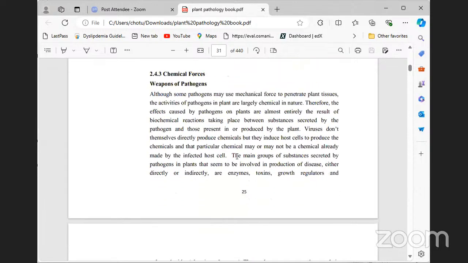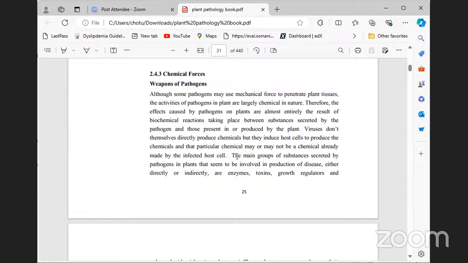What chemical forces are involved in causing the disease or penetration? Chemical weapons of the pathogen are used, as well as the mechanical weapons. Although some pathogens may use mechanical force to penetrate plant tissue, the activities of pathogens in plants are largely chemical in nature. Therefore, the effects caused by pathogens on plants are almost entirely the result of biochemical reactions.